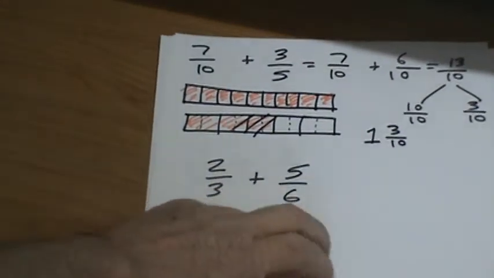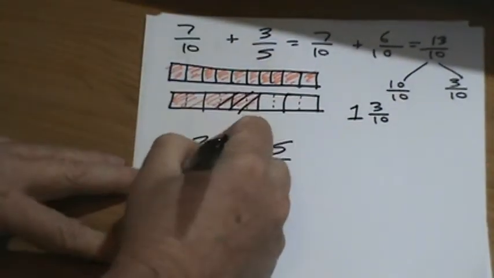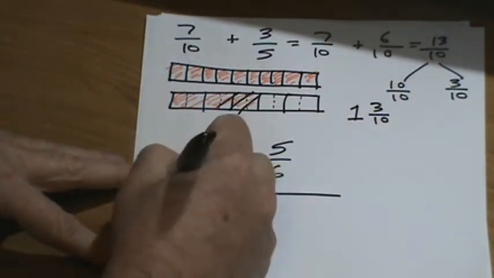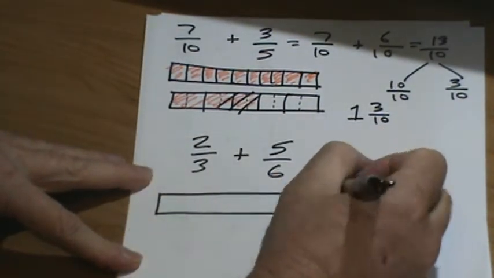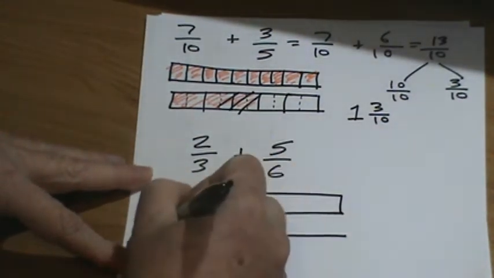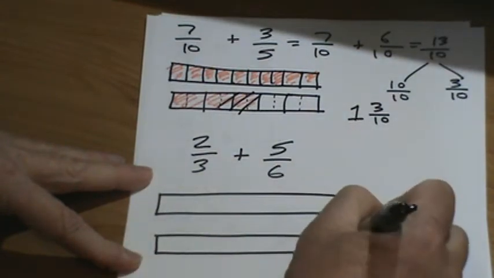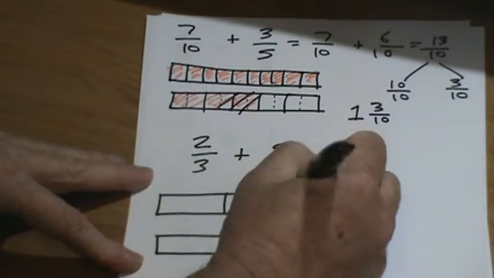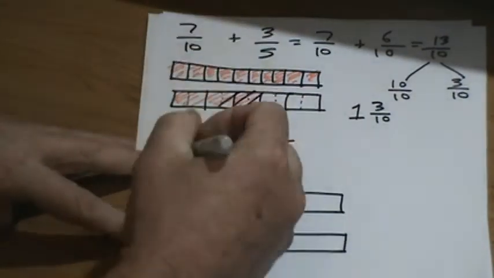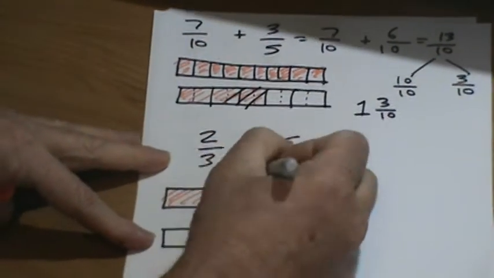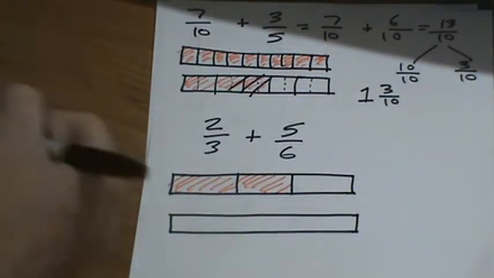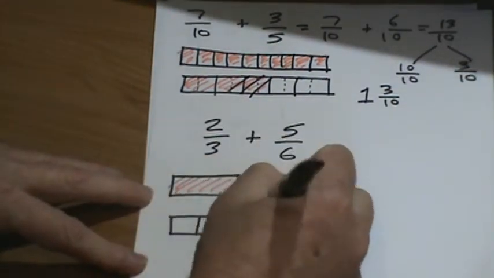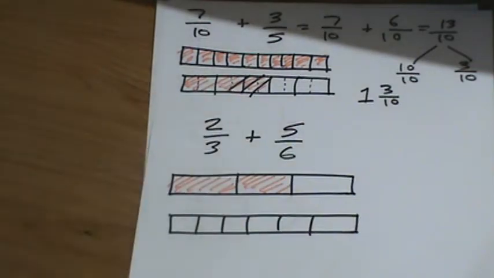It's 2/3 plus 5/6. So let's make our 2/3 first. 1, 2, and 3. I'll shade in 2. And now let's make our 5/6. 1, 2, 3, 4, 5, and 6. And we'll shade in 5.